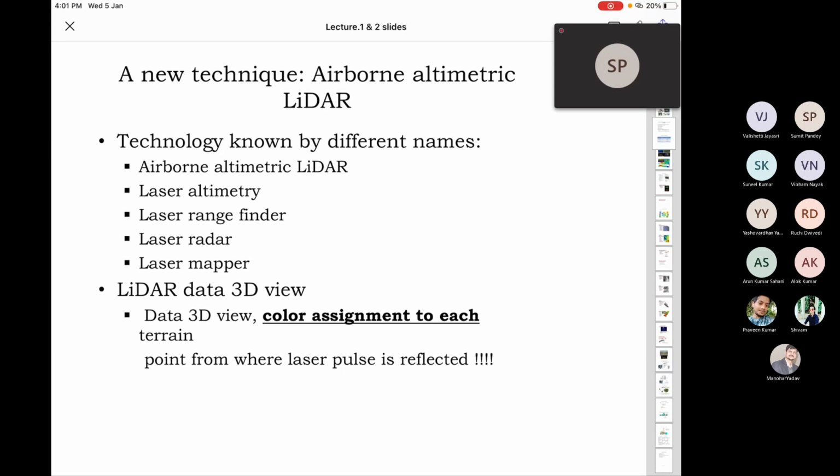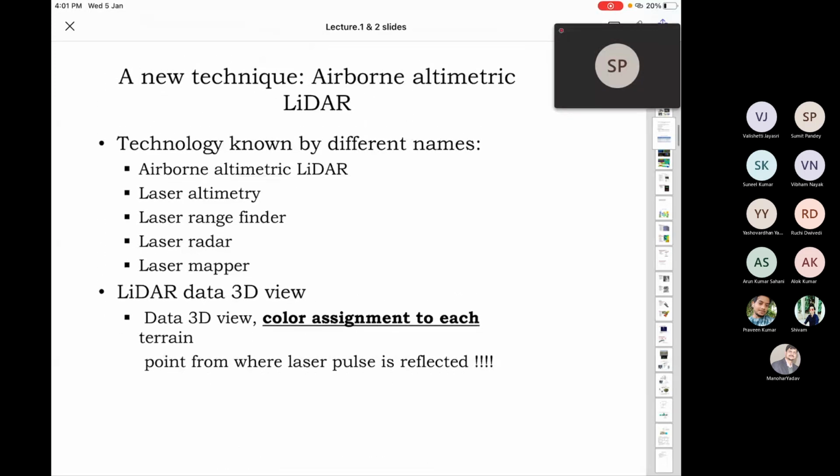Okay. Once the laser beam is hitting the target, how much energy is reflected back is also recorded, in terms of intensity. So the point from where the laser pulse is reflected, the target point P1, is characterized by its coordinates, its reflecting capability, and its RGB value. Okay, so we get very detailed information by using LiDAR systems.